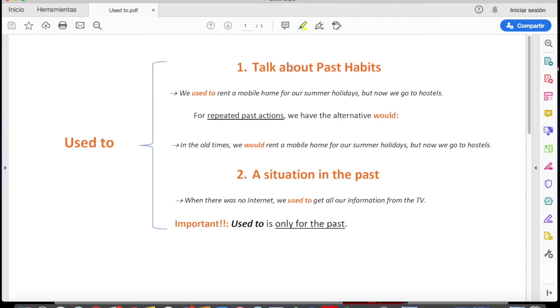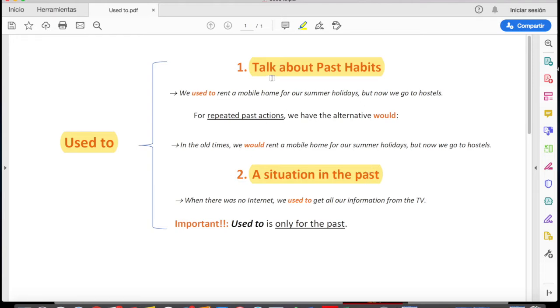Okay, used to. We use it for habits in the past, so we use it to talk about past habits. Okay, this is the essential use, the most common use. But exceptionally or sometimes it can also be used to talk about a situation in the past, not so much a habit as a situation, something that used to be the reality in the past, not because it was a habit, but because it was the situation in those times. Okay, so we will take a look at the difference between one and two.